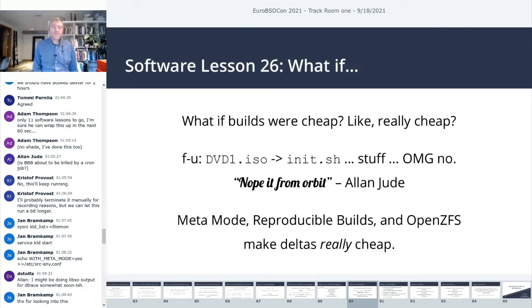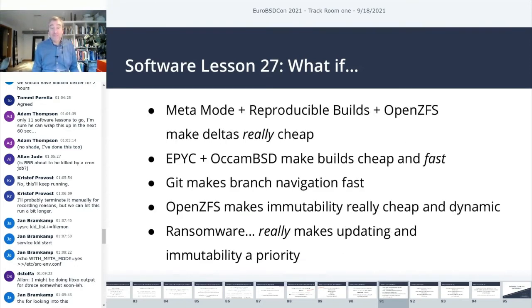And so, whoa. Okay. So what if builds are cheap, like really cheap, like crazy cheap, thanks to meta mode, you name it. Reproducible build. So it's like, oh, we're following a branch and we want to see what's different. Well, if everything is as binary identical as possible, except for the thing you changed in that one commit, well, embrace that. And OpenZFS is not the subject of this talk, but wow, it's powerful. It has things like snapshots. It has diff. It has all kinds of good stuff, which makes build really cheap.